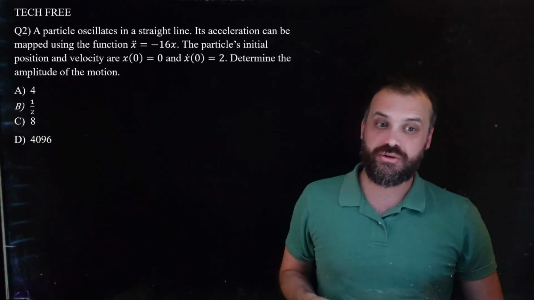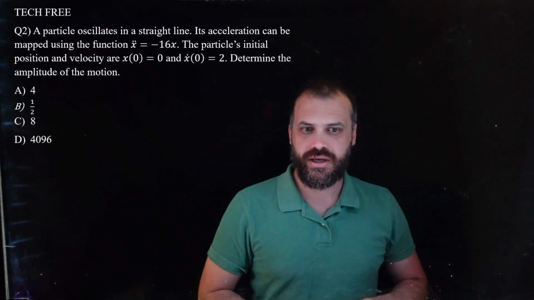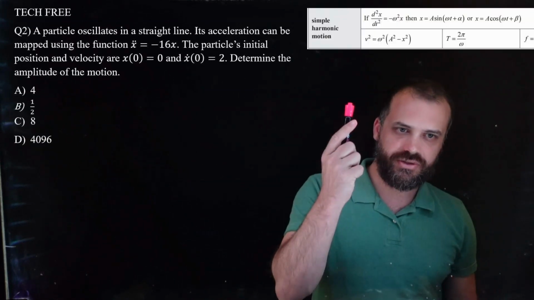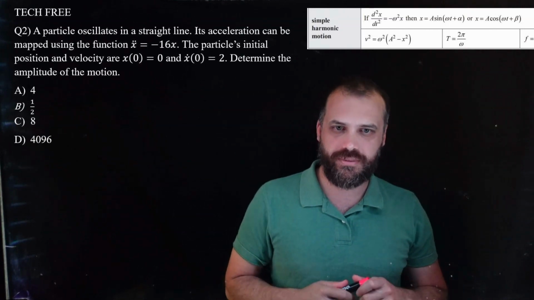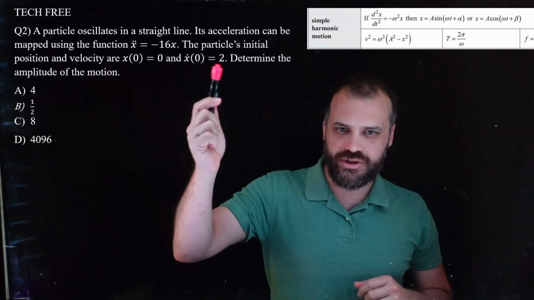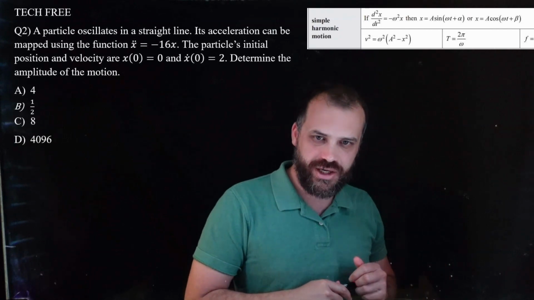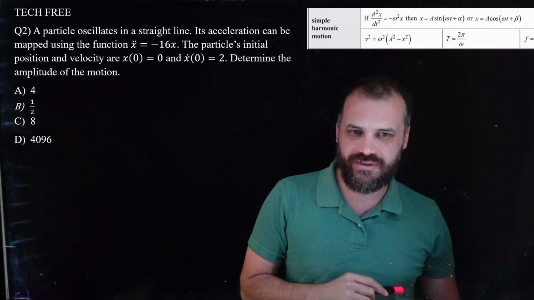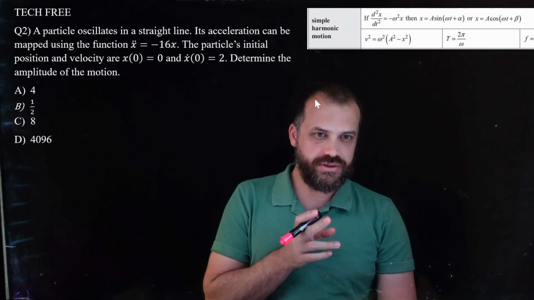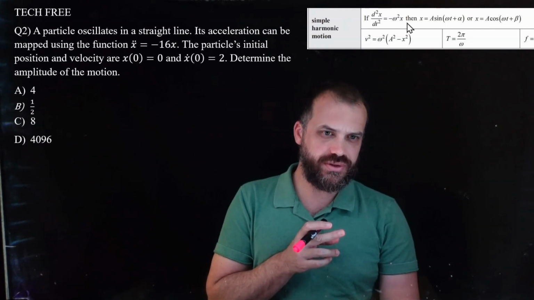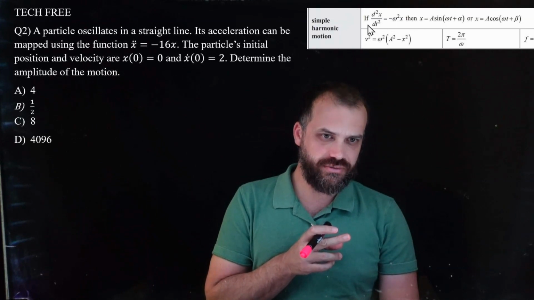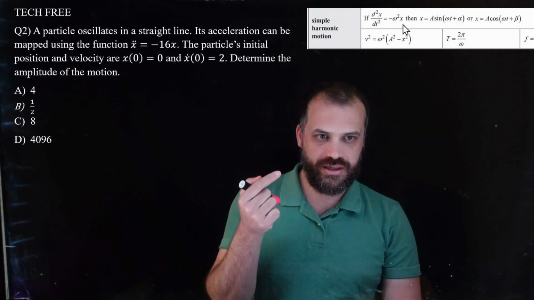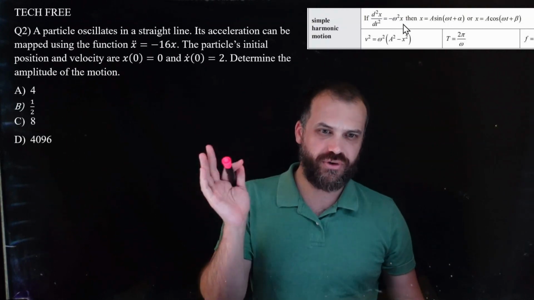All right, pause the video, maybe get your formula sheet out, have a try, and I'm going to do it. Now again, formula sheet, very useful. This is simple harmonic motion. A particle oscillates in a straight line. Its acceleration can be mapped using the function acceleration equals negative 16x. Okay, well that's interesting information because that's what this is here. Acceleration is equal to negative omega squared x. All right, I'm going to write that down before I do anything else.